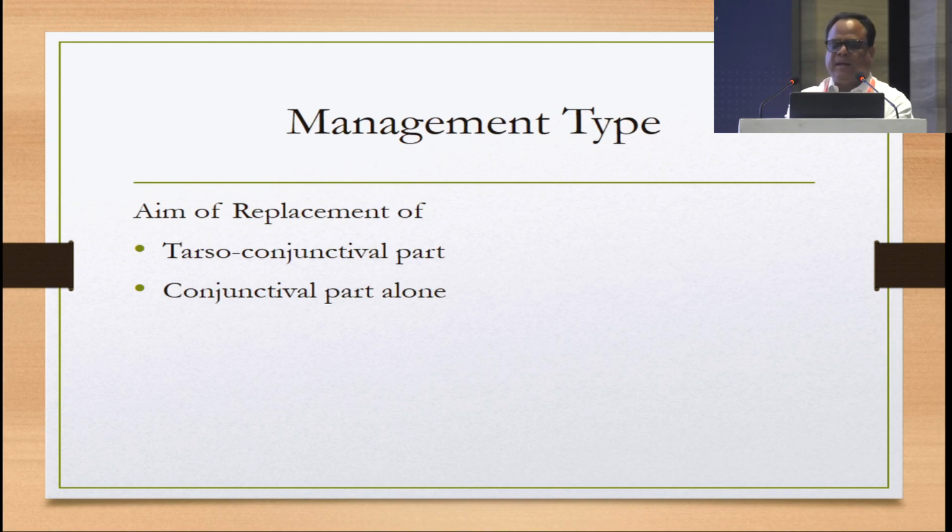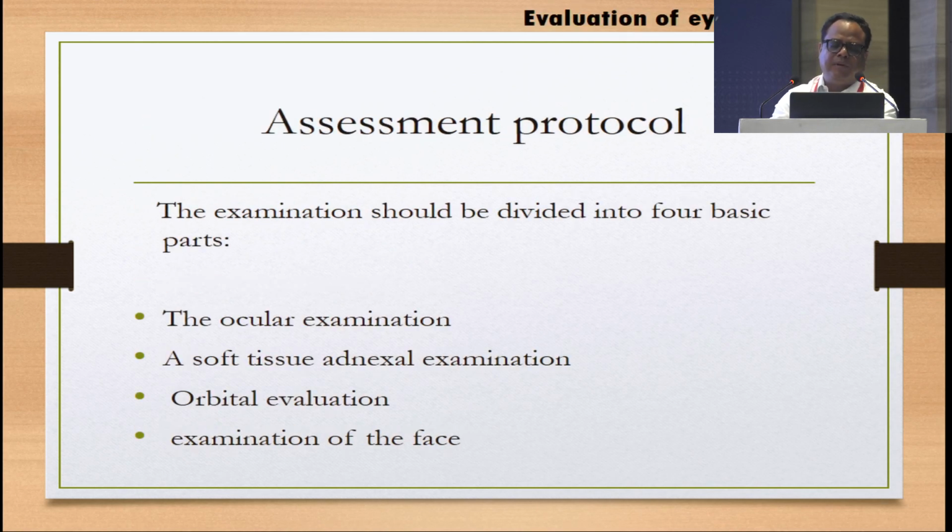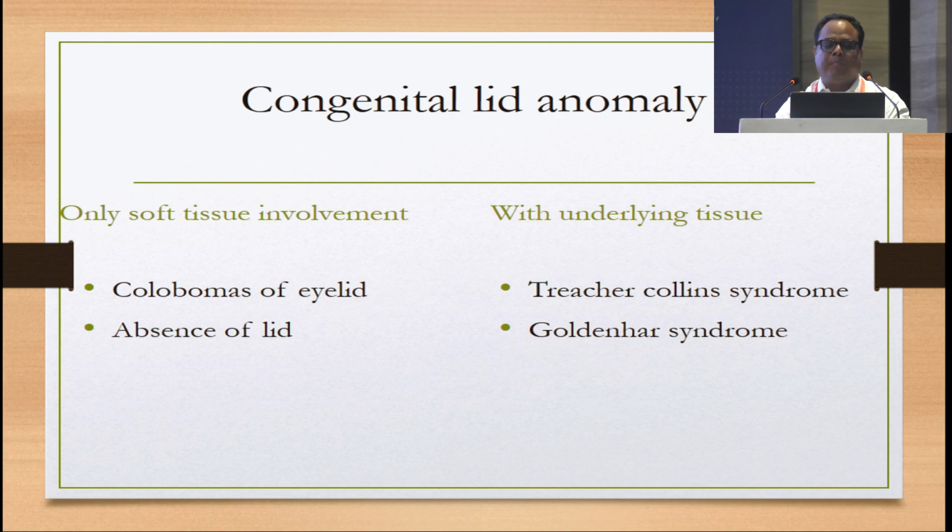There are basically two types: either tarso-conjunctival, or we can address the conjunctiva alone. Those are some common defects. And of course, the assessment protocol is everything. So it is a thorough ocular, soft tissue, adnexal, even orbital examination, including blood supply, etc. Examination of the face is also needed for proper control.